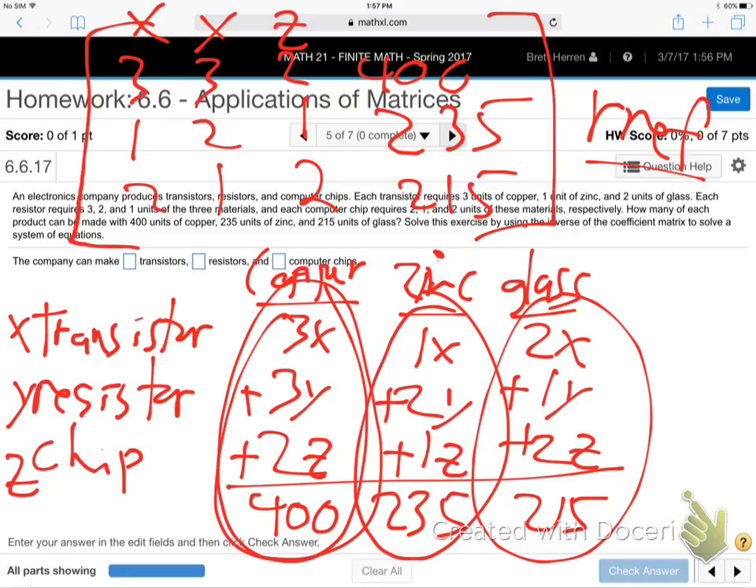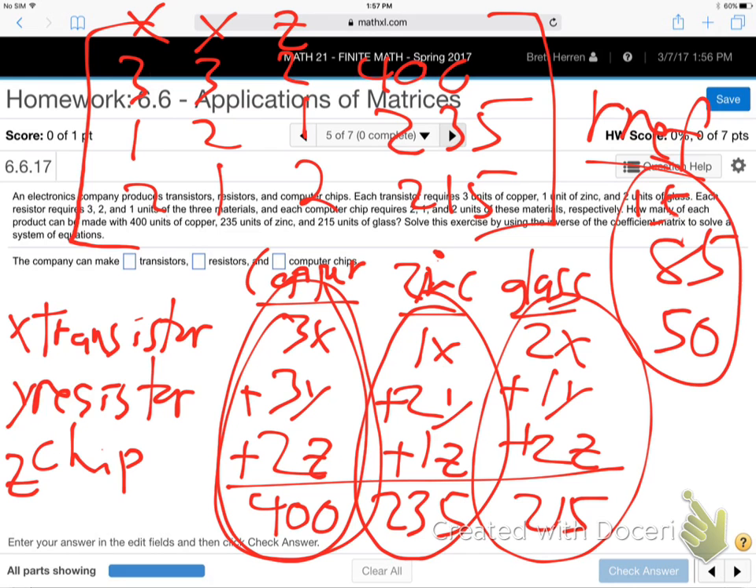15, 85, and 50. What'd you get? 15, 85, and 50? Yeah. Okay. Anybody else get those answers? That's for X, Y, and Z: transistors, resistors, and computer chips.